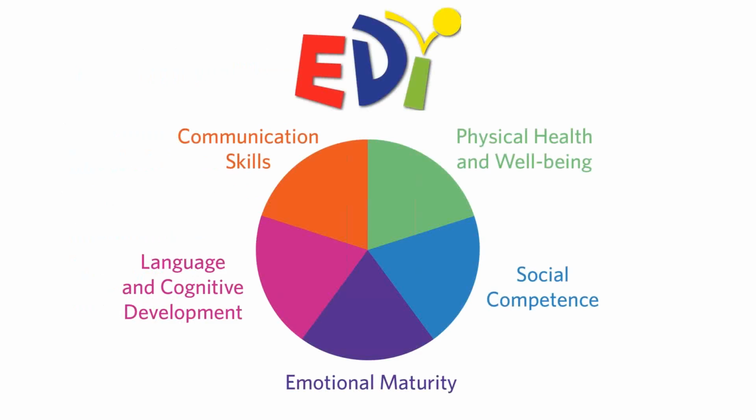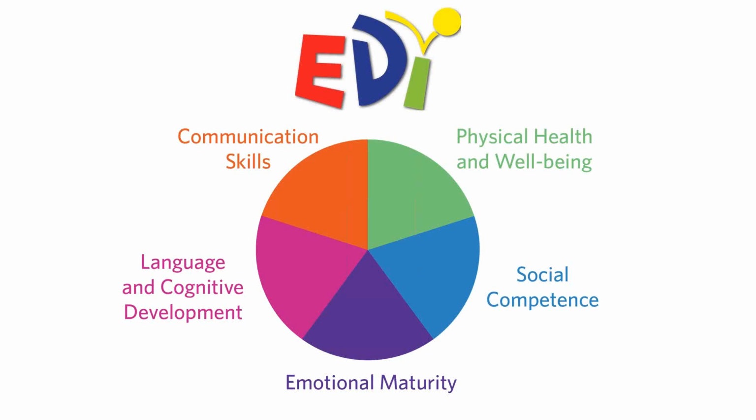So the EDI, just briefly, is a 104 item, more or less, checklist completed by kindergarten teachers on every child in their classroom. It's completed in February. It's really designed to be a reflection of the quality of children's experiences before they get to school. So even though we complete the EDI in the school system, it really isn't about school.